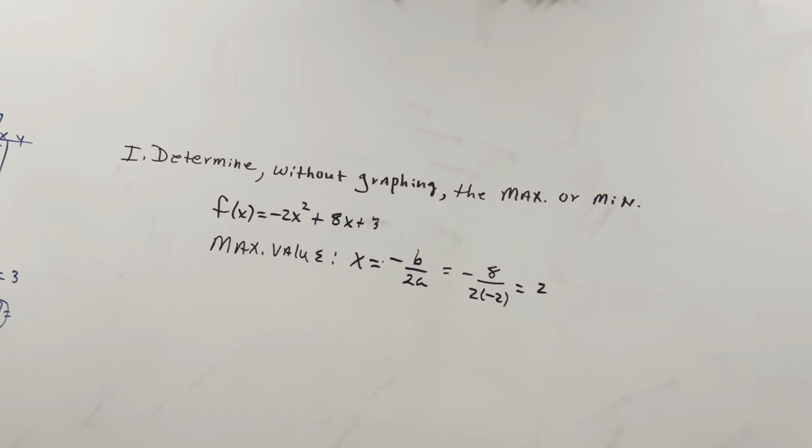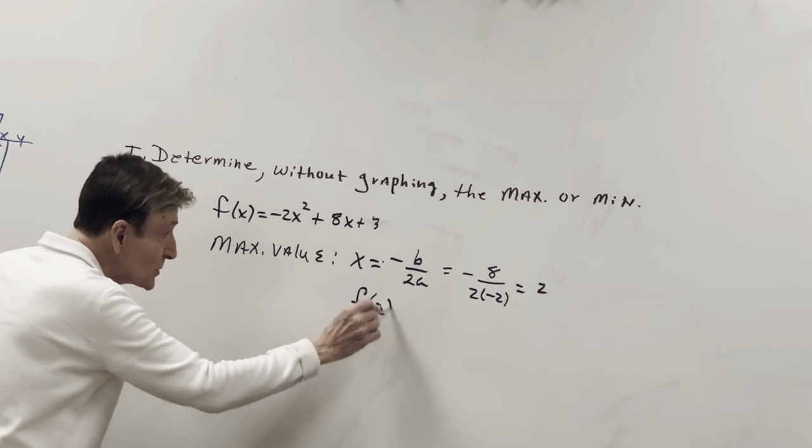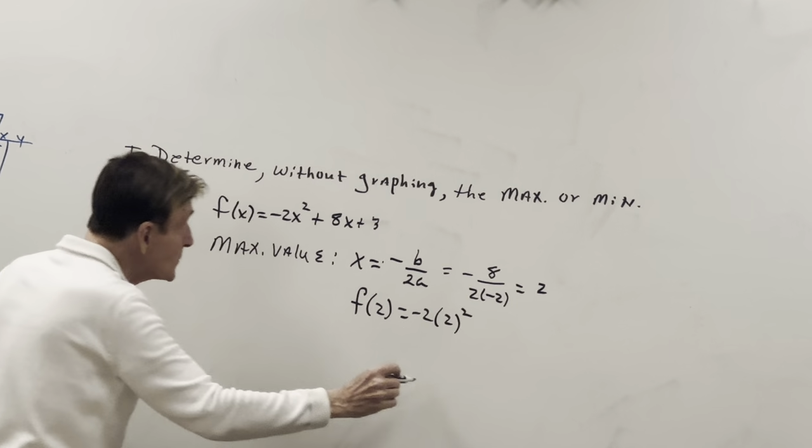Now keep in mind, that's not the answer I'm looking for though. What must I do now? I have a choice. You can use 4ac minus b squared over 4a. That's actually what I'm looking for. Or, I could substitute or plug in f at what? 2. I think most students might do it this way. It's up to you though.